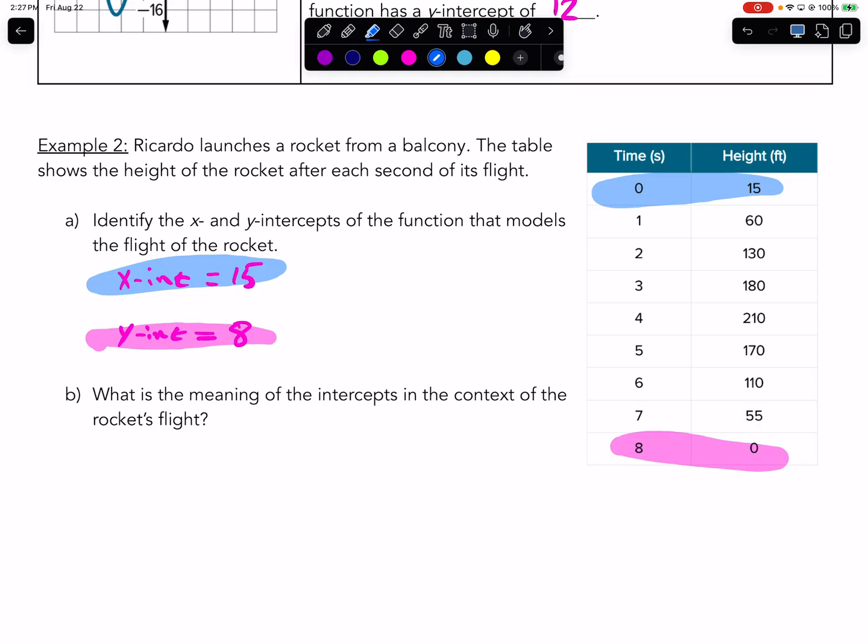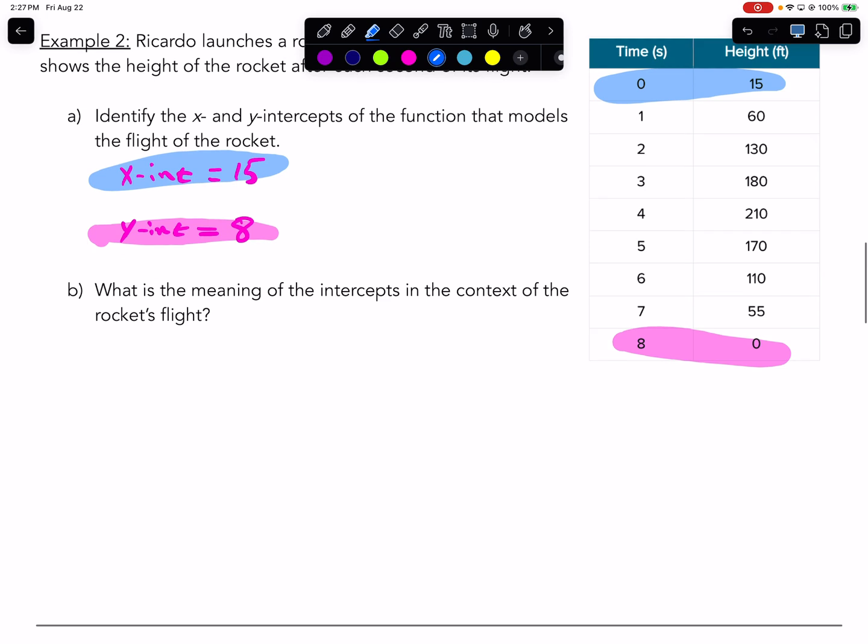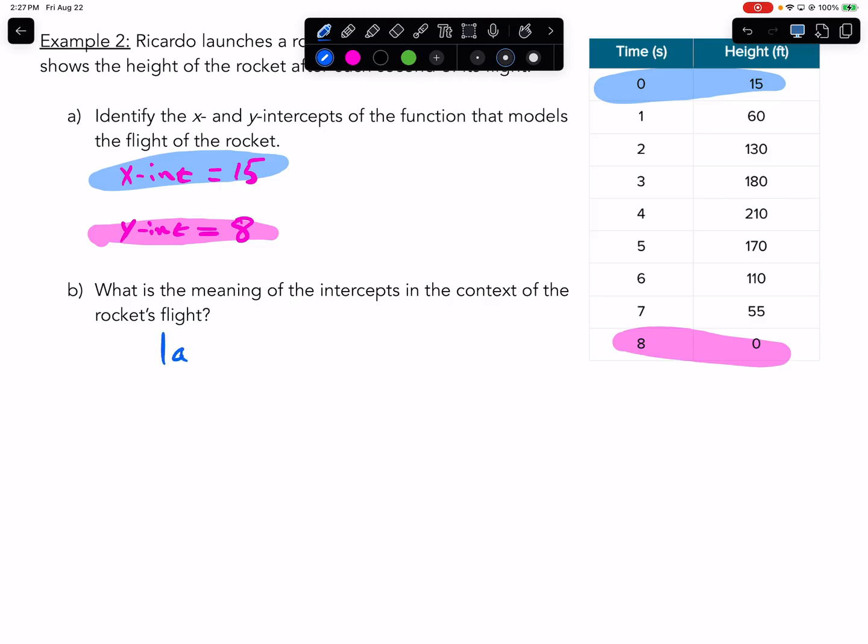It's on the ground, right? Because the balcony is 15 feet up. So it's got to be back on the ground for it to have a height of 0. So you need to write something that says that. So launched from balcony, landed on ground. That's as short as you could do it. Launched.